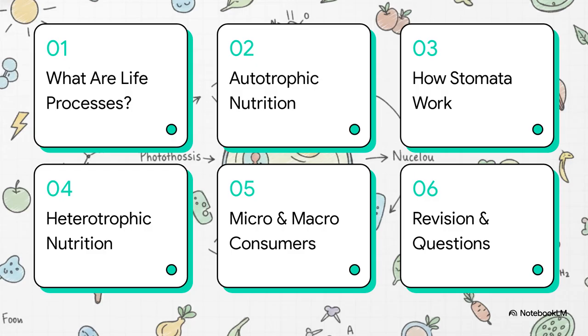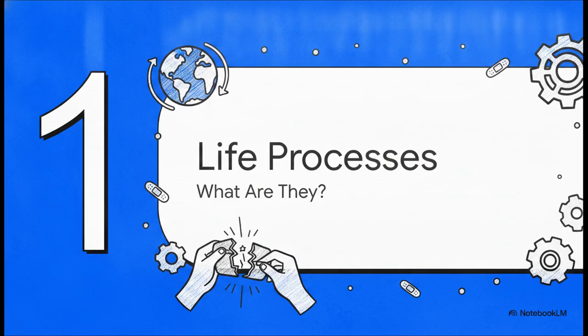Okay, let's dive into our exam-ready roadmap for today. We'll start with what life processes actually are, move into autotrophic nutrition and photosynthesis, figure out how stomata work, explore types of heterotrophic nutrition, compare micro and macro consumers, and wrap it all up with a rapid revision and some crucial exam questions. Let's kick things off with Section 1. What exactly are life processes?